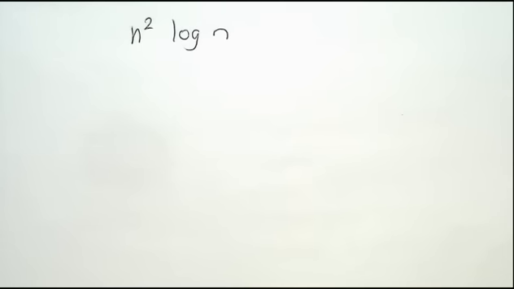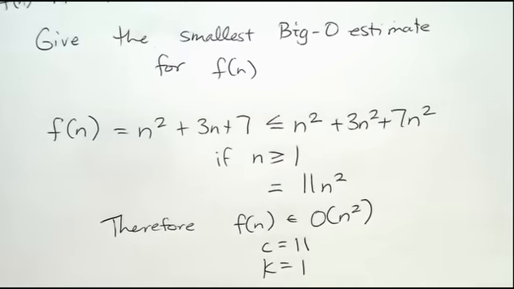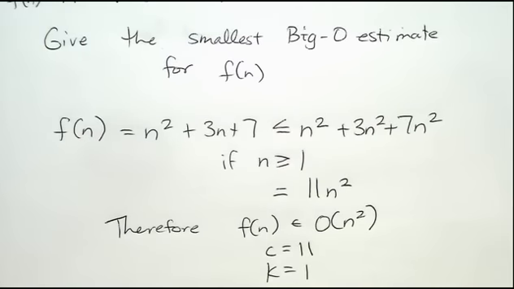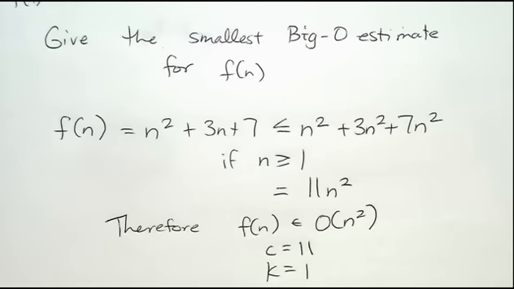So when we did this last one, when we figured out what function was dominating f, then we dropped the constant. So it was n squared that was bigger, that grew more, as long as we had a constant of 11 or more. That would work too.